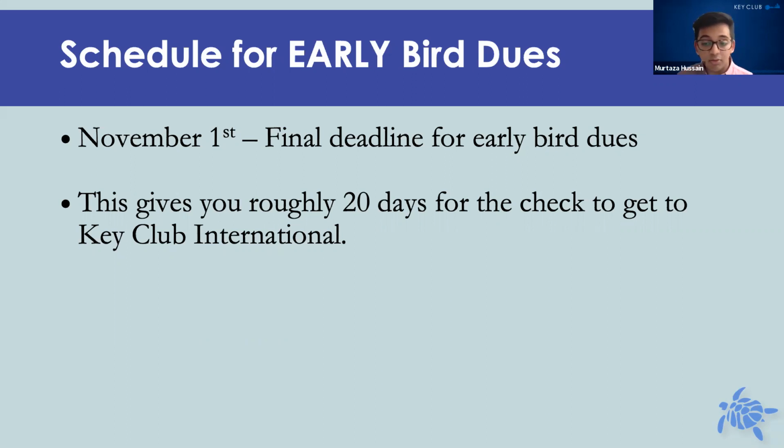Early bird dues is November 1st, and in circumstances that members cannot pay for dues by the early bird deadline, they can of course pay for dues at the regular bird deadline of December 1st if they need additional time, or if your club in general needs additional time.